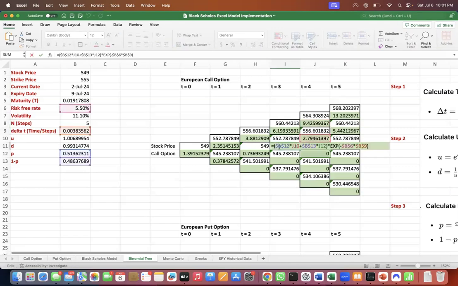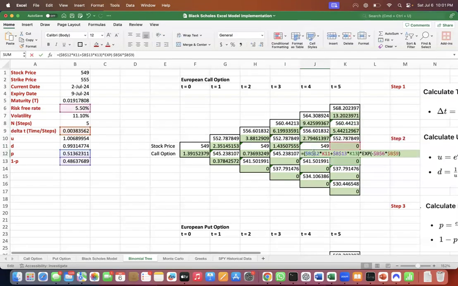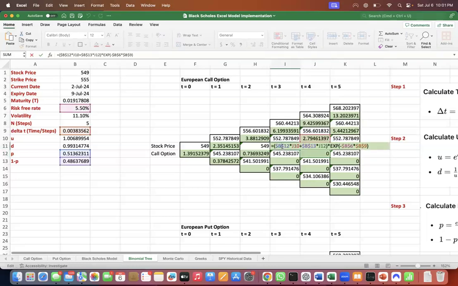Similarly, you just use the same formula. P times the up option price, 1 minus P times the down option price, and then the whole thing multiplied by e to the power minus r delta t. Similarly, how will you find the value here? P times the up option price, 1 minus P times the down option price, add it, and then multiply the whole with e raised to the power minus r delta t. So this is how you will calculate at t equal to 3.